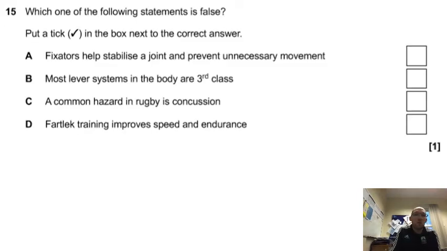15. Which one of the following statements is false? The examiner's report. Similarly to question 8, a number of candidates were unable to differentiate between a risk and a hazard. Some candidates used a process of elimination to come to their answer by identifying the statements they thought were correct. So the answer on the mark scheme is C. A common hazard in rugby is concussion.